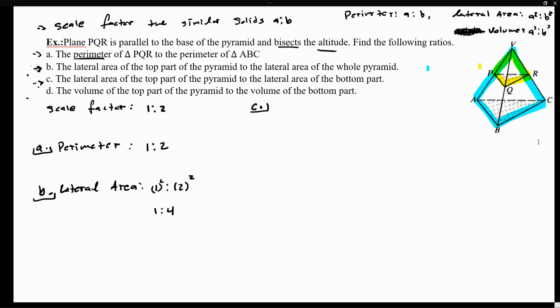Now we have to be a little bit careful here, because of the way this problem is stated. It says the lateral area of the top part of the pyramid to the lateral area of the bottom part. So this is what we refer to as the top part. Here we have the big pyramid right here. So this is the top part. And what they refer to as the bottom part is this whole section of the pyramid. So this is the bottom.